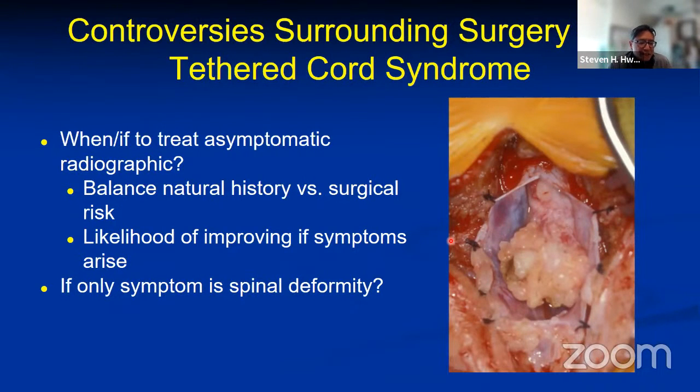If they're toe walking, is that just idiopathic toe walking, or could it be pathologic? And it can be difficult to ascertain. And then when do you treat? If they're truly asymptomatic, there's mixed literature. I won't dive into this too much.